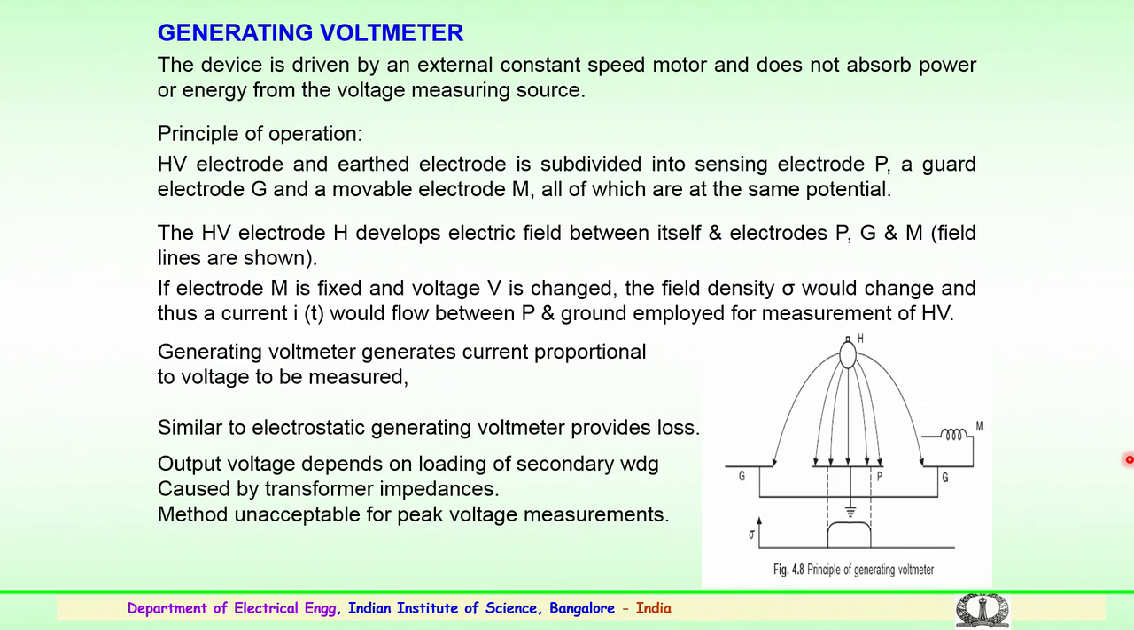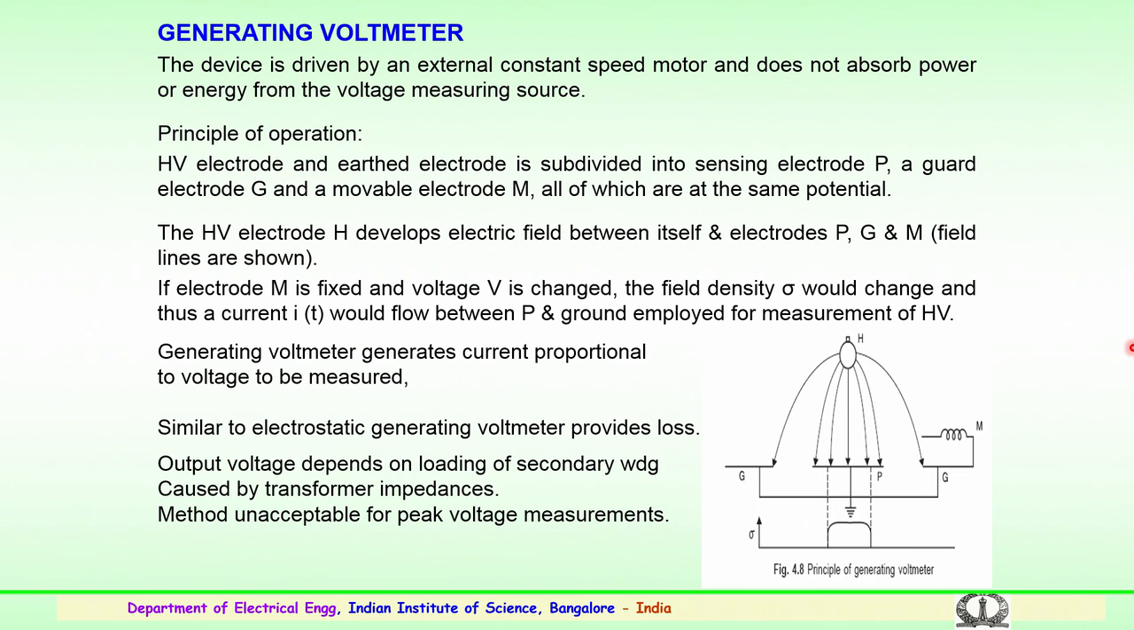Third is the generating voltmeter. Again this is a device which is driven by an external constant speed motor and does not absorb any power or energy from the voltage measuring source. That is the important part of the generating voltmeter.